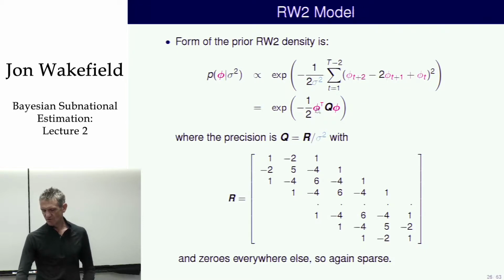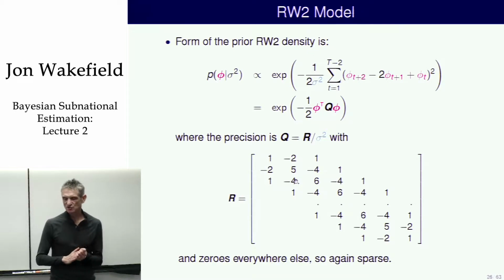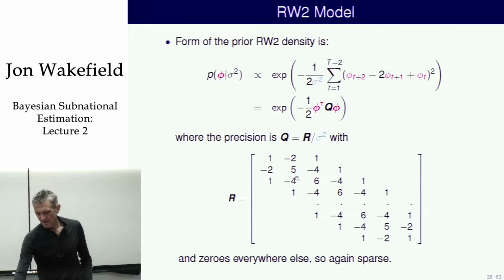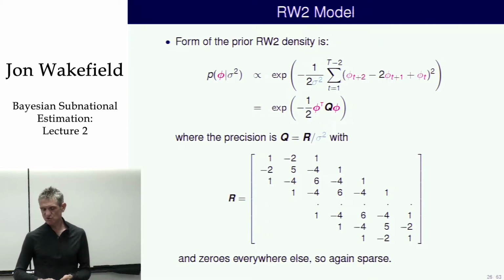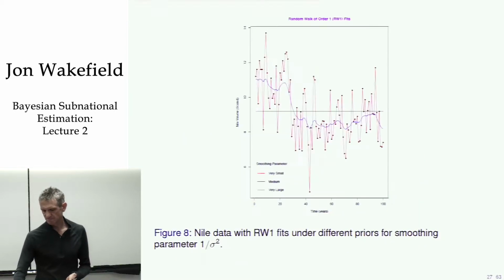And so we can write that compactly in this form, where we have this now slightly more compacted, slightly less sparse matrix, because now we have elements on both the off-diagonal and the second diagonal away from the leading diagonal. But it's still sparse, so it's still going to be very fast.